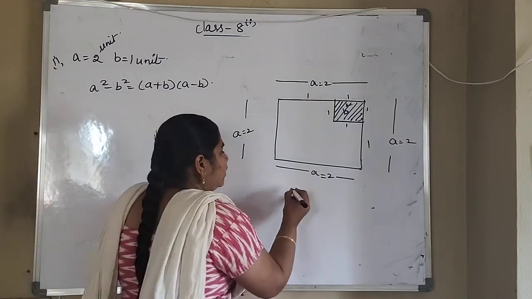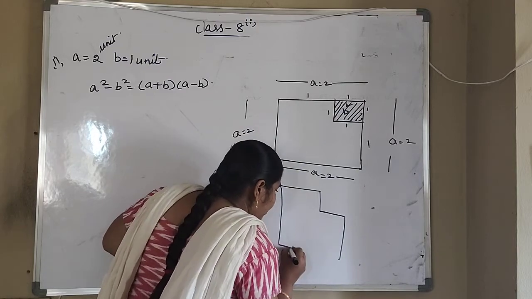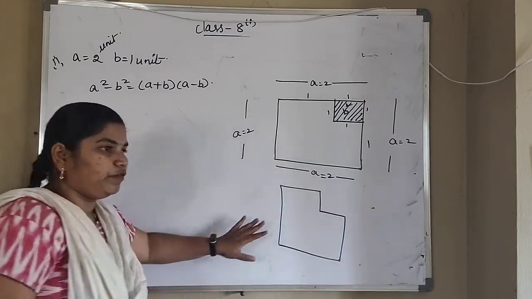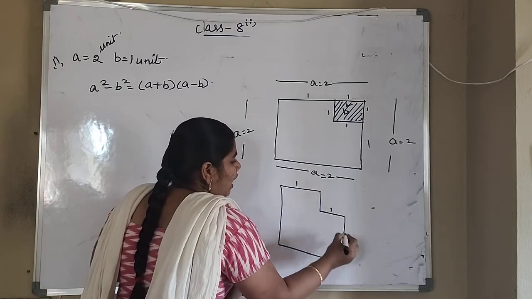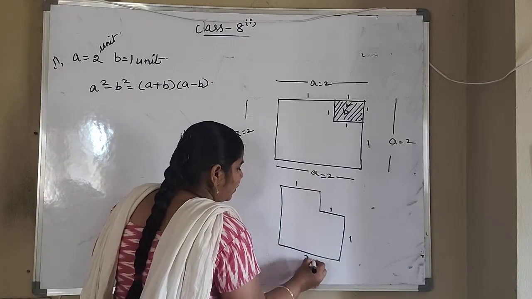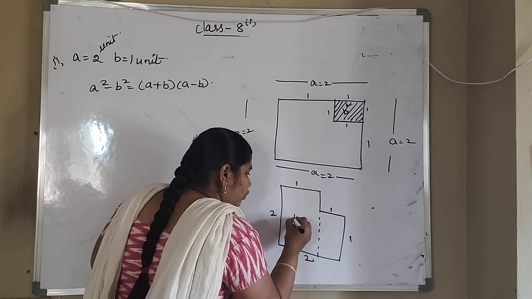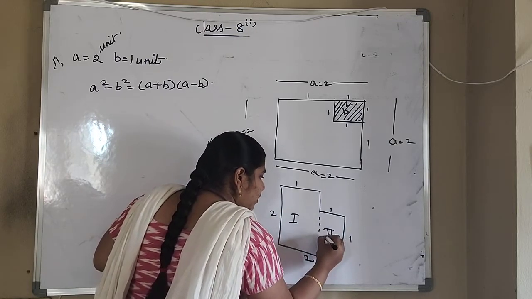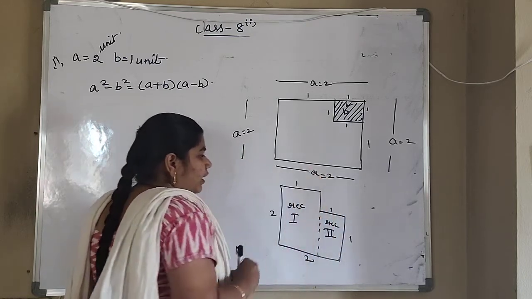Okay, so what is the figure? How can you draw it now? This is the A minus B figure, the A square minus B square figure. Now write the length values. 1, 1, 1. Here it will be 2. Here it will be 2. Now this figure has been divided into 2 parts. First figure and second figure. So this is also a rectangle. This is also a rectangle.